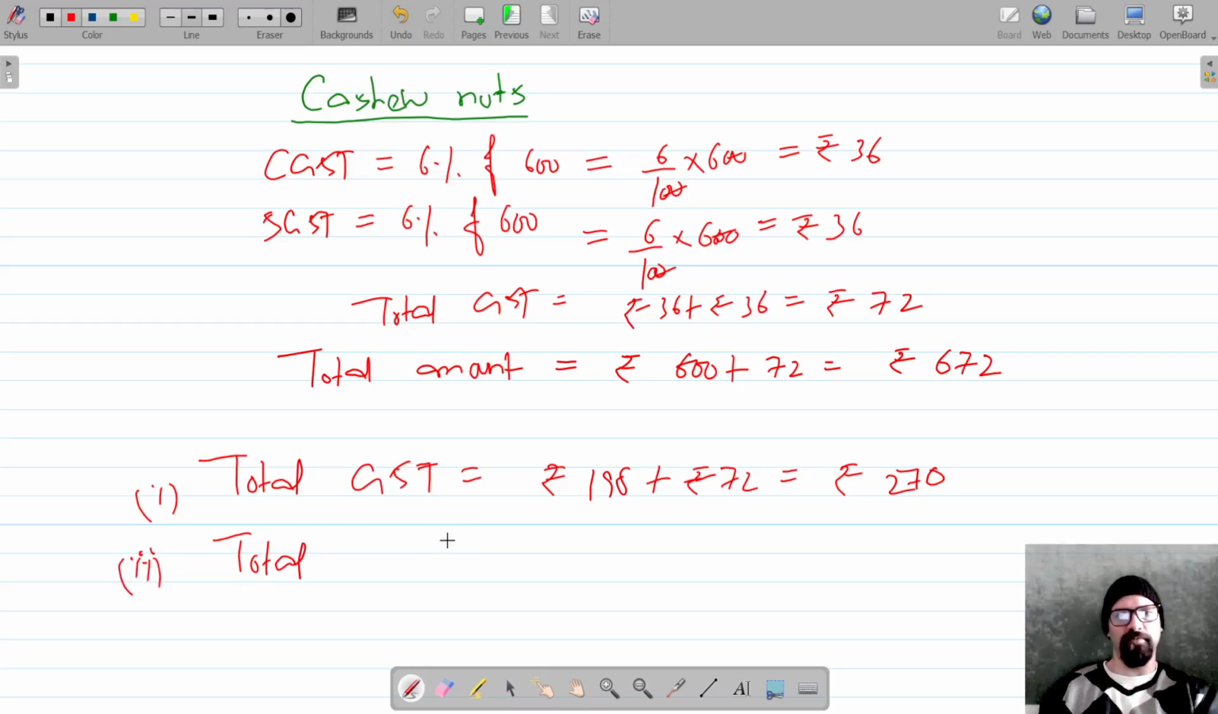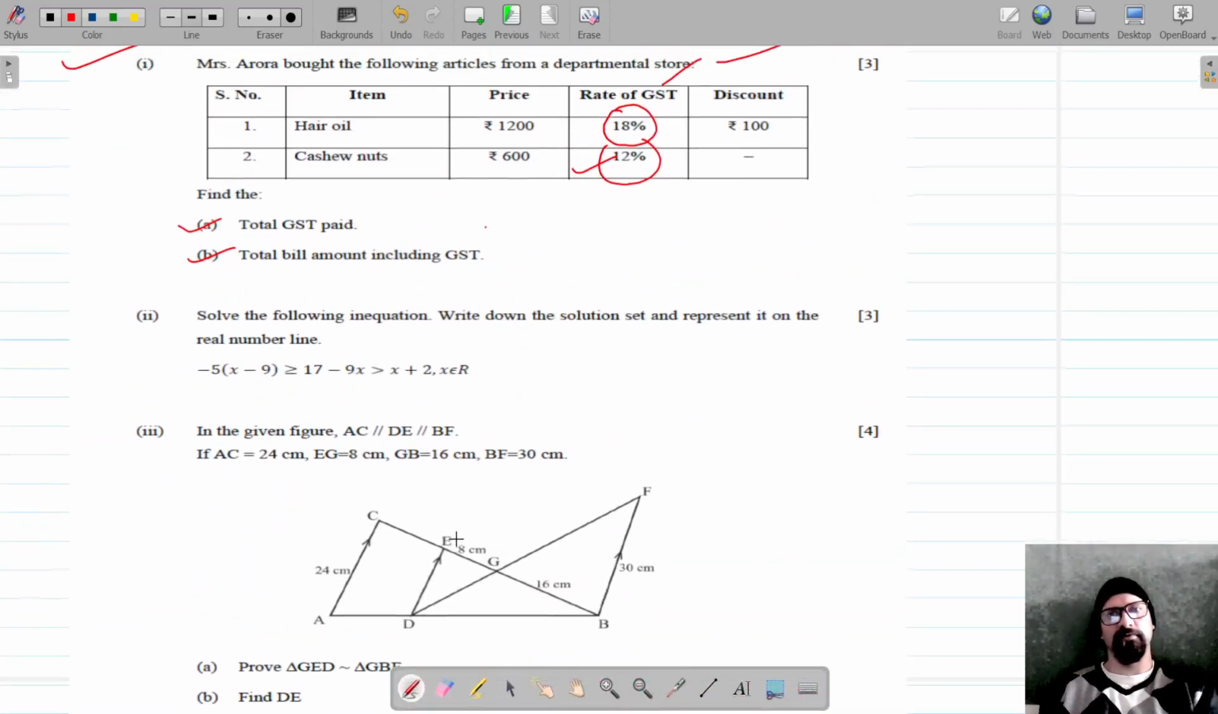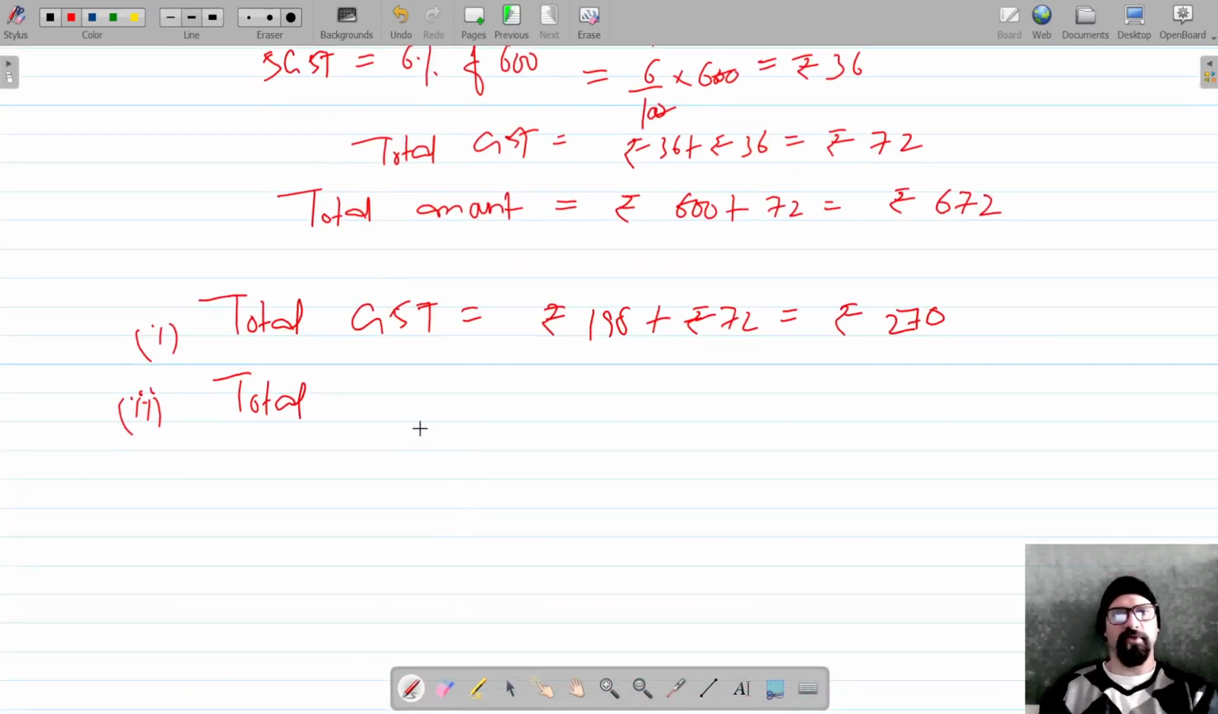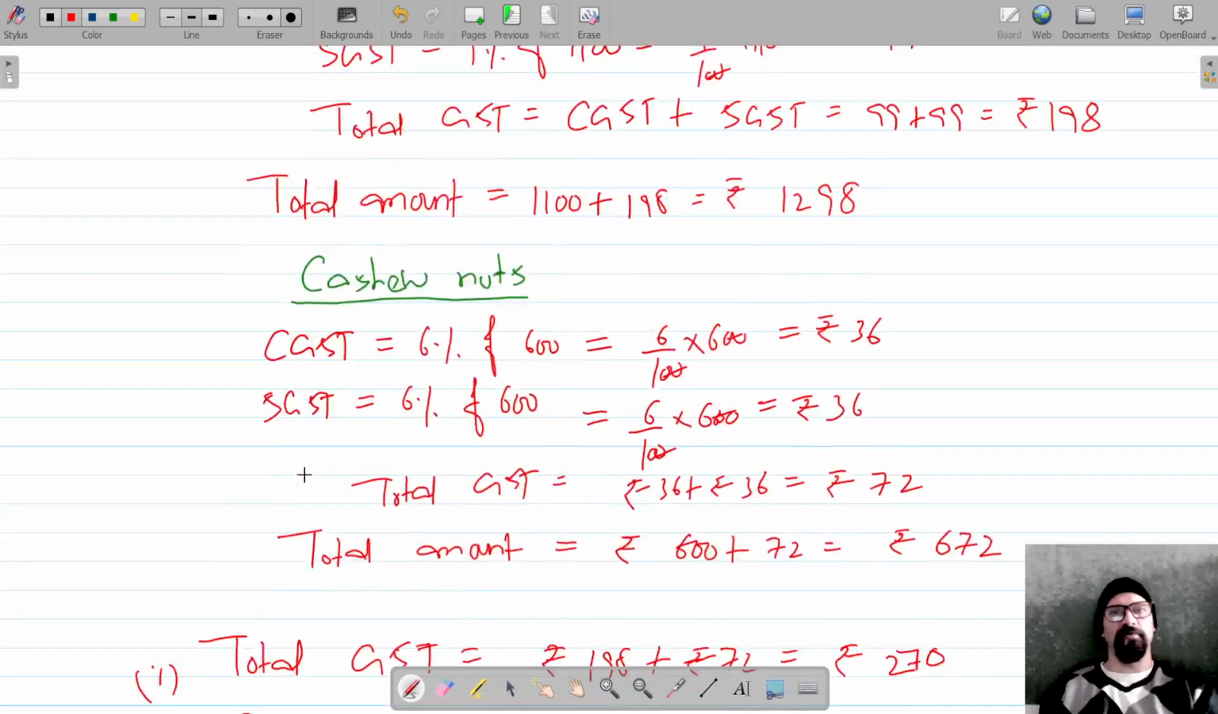And the total amount that Mrs. Arora has to pay, let's add the total amount including the GST. So the first one was rupees 1298 and rupees 672. So 8 plus 2 is 10, 9 plus 7 is 16 and 1 is 17, and 6 plus 7 is 13 plus 1 is 14, so rupees 1970. Okay, so we are done with the first part.